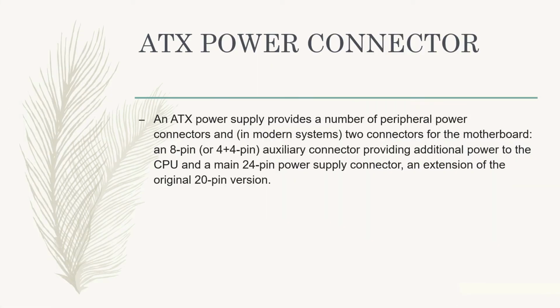ATX Power Connector. An ATX power supply provides a number of peripheral power connectors, and in modern systems, 2 connectors for the motherboard: an 8-pin or 4+4 pin auxiliary connector providing additional power to the CPU, and a main 24-pin power supply connector, an extension of the original 20-pin version. Means in this motherboard we have 2 main connectors, 8-pin connector and 24-pin connector, which is the extension of the 20-pin original version.